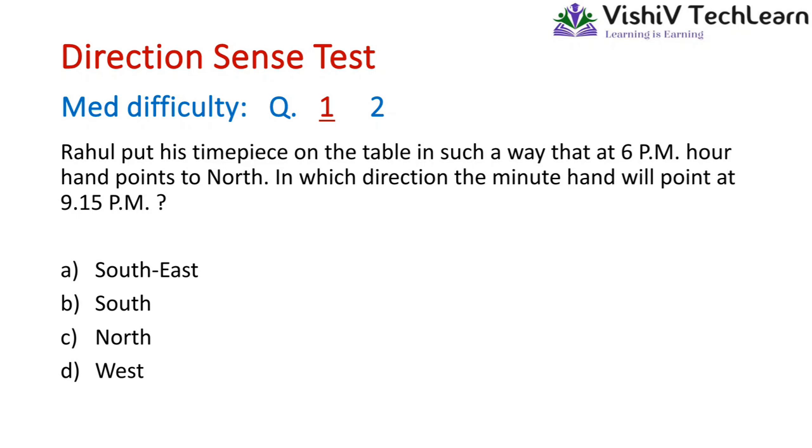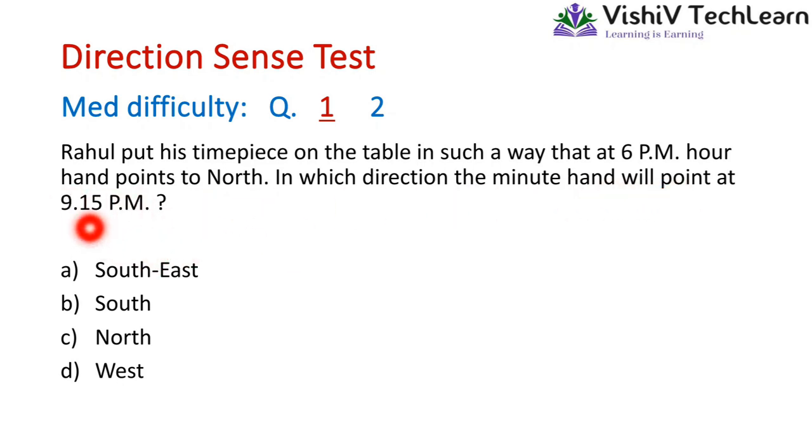Now in the next problem, this is a medium difficulty problem and the first question of it. Let's read it first. Rahul put his timepiece on the table in such a way that at 6 p.m. the hour hand points to north. In which direction will the minute hand point at 9:15 p.m.? Now try this problem on your own by pausing the video, and if you are not able to solve this problem, we will solve it together.